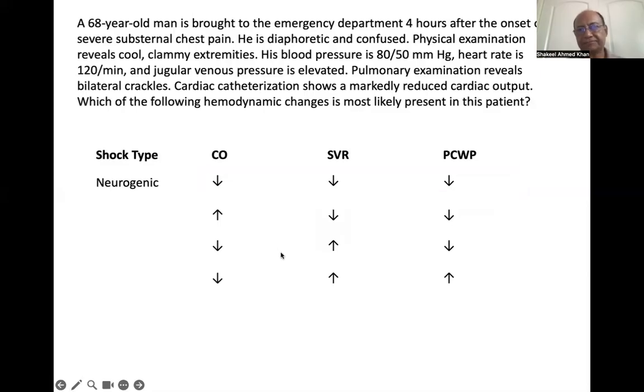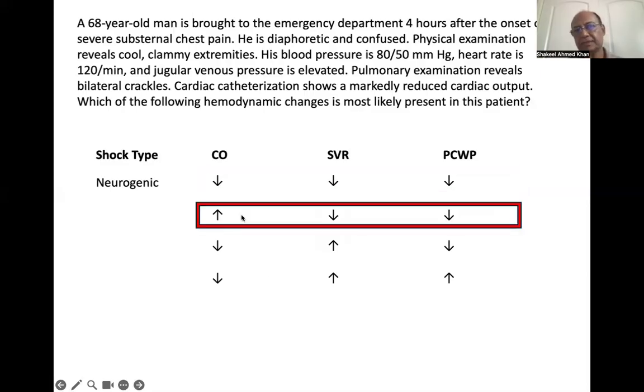Okay, let's do the next one. Here the cardiac output is high, the resistance is low, and the PCWP is also low. So I'll give you a pause and let you think, what type of shock is this? Here the cardiac output is high; that's the only difference, otherwise these are the same. That means the pump is okay, the pump is working. But why are these not working?